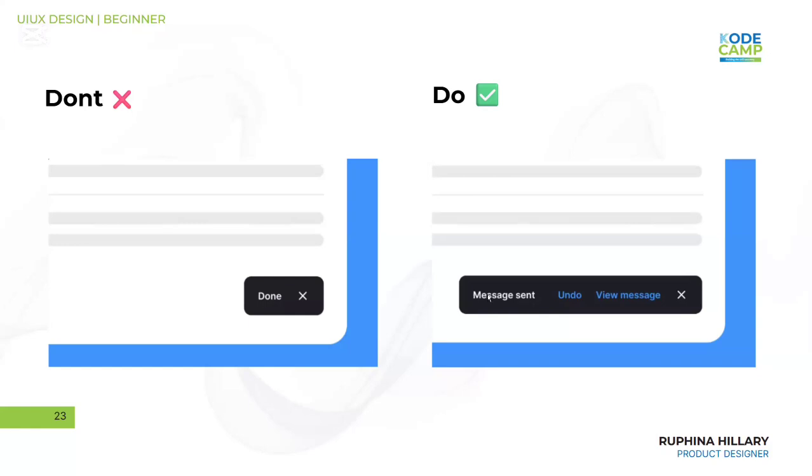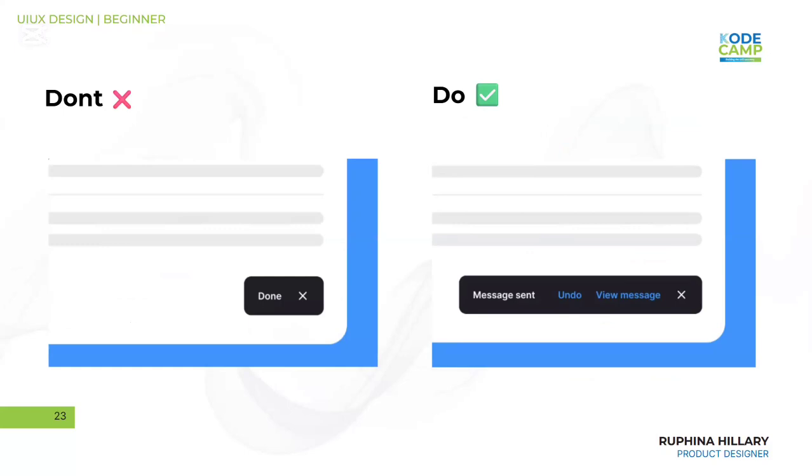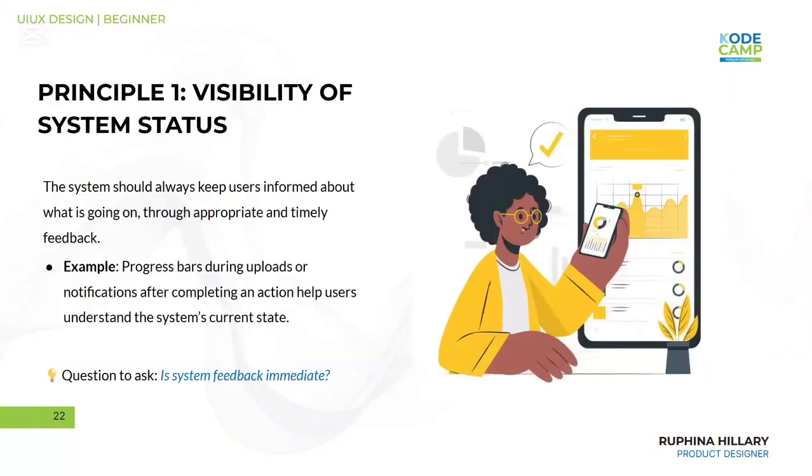But now on this other side, you see "message sent." The notification is very clear about what has happened: the message has been sent, and options to undo or to view the message are also given to users. So now the system status is very, very visible, because we know that at this point in time we just sent a message, and we're also given options to undo or to view it. That's what the first principle says: visibility of system status.